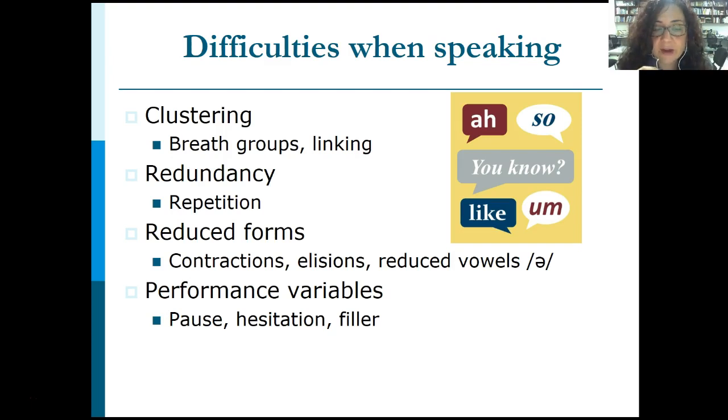And also performance variables like pause, hesitation, or fillers. You know, when you are at the beginning of your language learning process, you use a lot of vocal fillers. You say all the time. The more advanced you are in your process, the less fillers that you use because you know more words. So remember that it is important to think of all these difficulties when speaking and provide students with opportunities to overcome them. For example, we can help them overcome performance variables like fillers or hesitations by giving them tasks where they have to speak on the spot, like impromptu speaking.